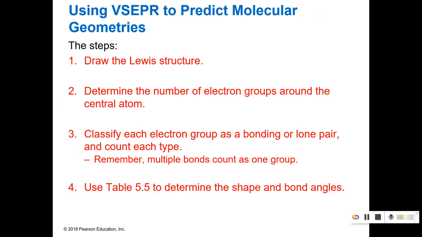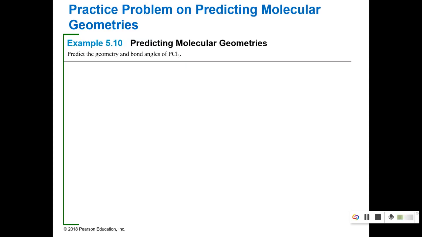Okay, so here are the steps to VSEPR. You must first have a drawn Lewis structure. You need to count your total electron groups, see if they're bonded or non-bonded or lone, and then you check your chart. So here we go, PCl3.